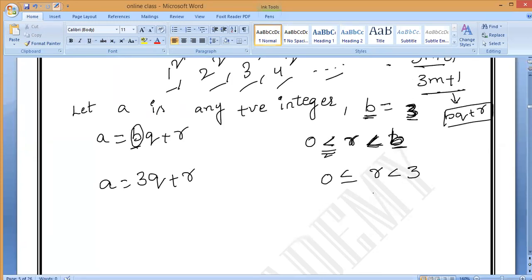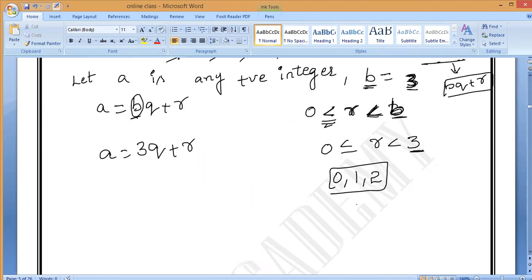So 0, 1 and 2. How many possibilities? R equal to 0, one possibility, and r equal to 1 is also one possibility, and 2 is one possibility. Don't take 3, because r is less than 3. So we have 3 possibilities. Remainder is less than divisor. Do you understand?